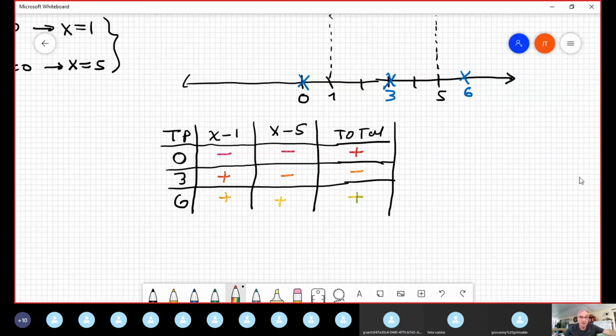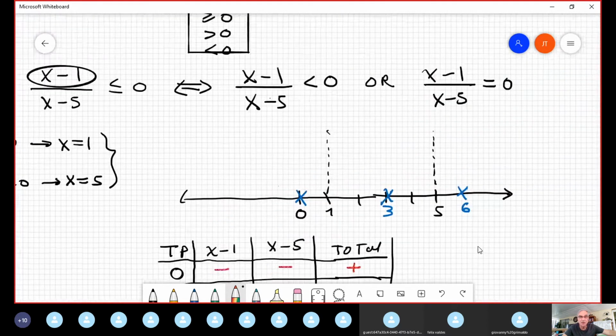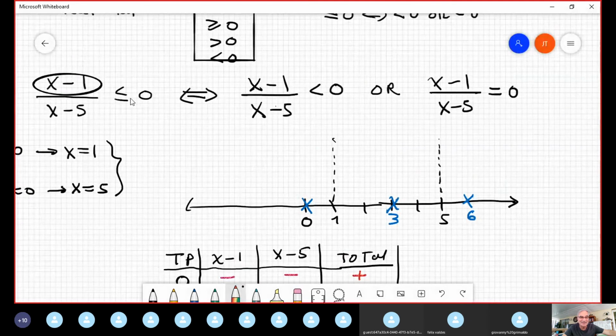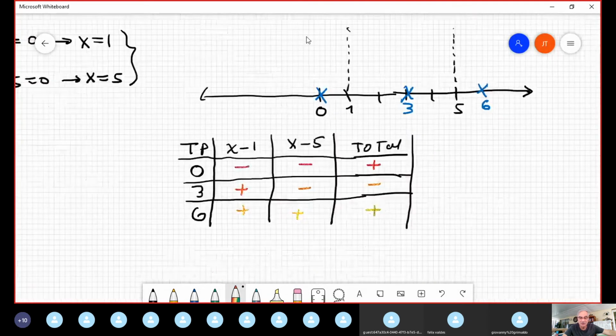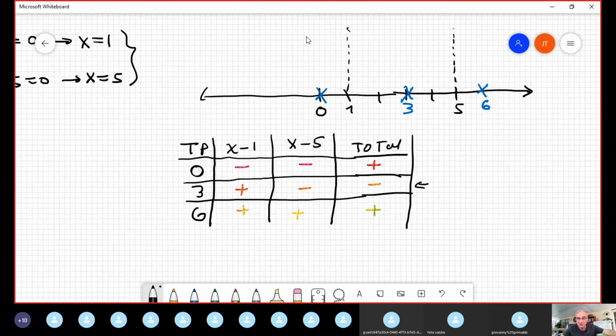I come back to my original inequality. Remember, the original inequality contains less than or equal. So the negative value is the true statement. Otherwise, false. I don't care about this, I don't care about this. I care only about this interval, the interval to which the 3 belongs.